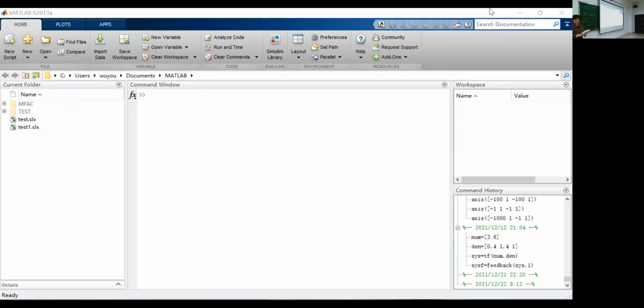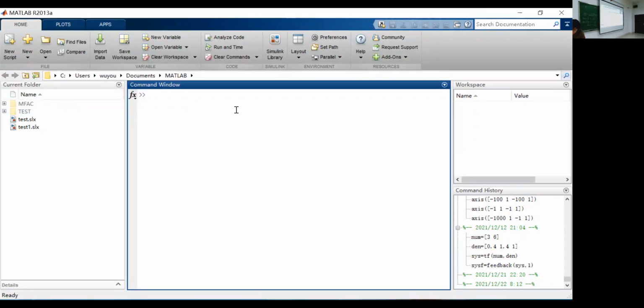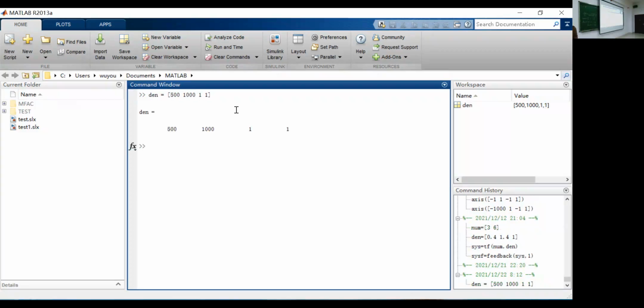Then how to type this in? It's easy, right? Yeah. Just type in 500, 1,000, 1 and 1. Oh, this is the denominator, right? Sorry. Then it shows the result. And we type in the numerator. It's 1 and 2.